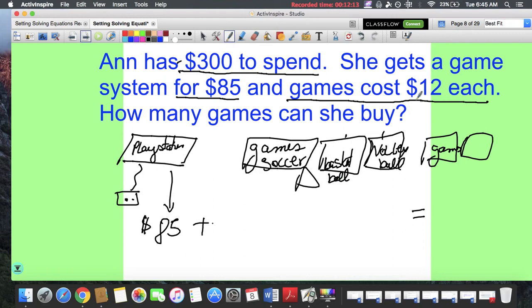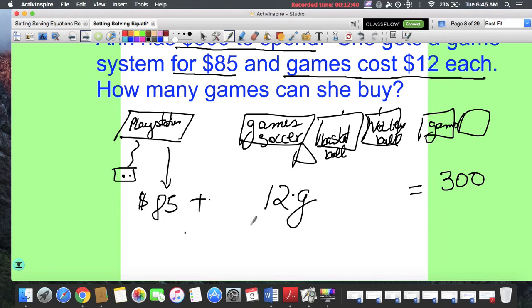So, but do we know what they each cost? Each game is $12. $12, and how many games can we buy? We don't know. So let's call that G. So $12 times the number of games, and all that has to equal $300. So imagine if you go to the store, you take $300, you buy the game system for $85, and then with whatever money you have left over, you can buy as many games as you want.